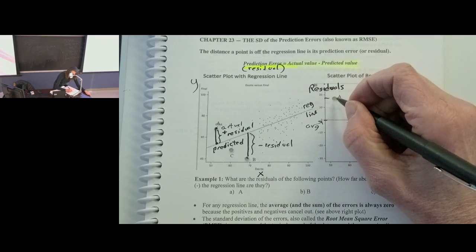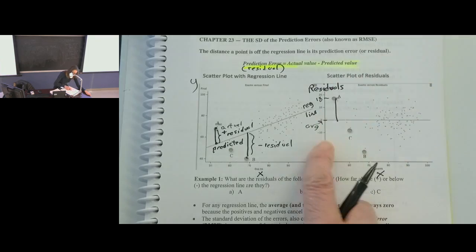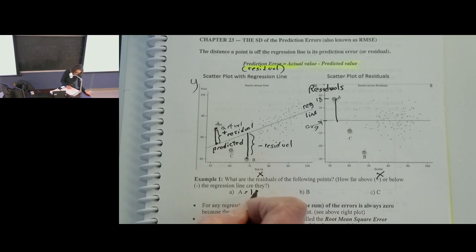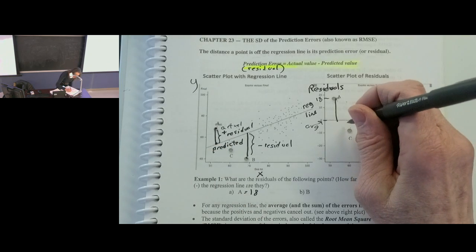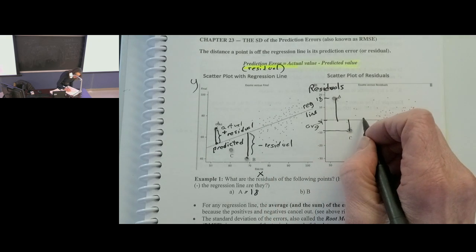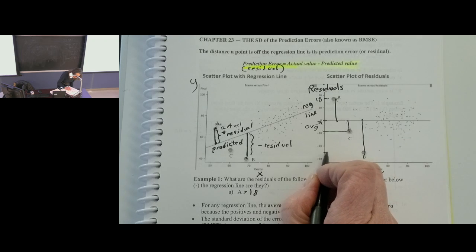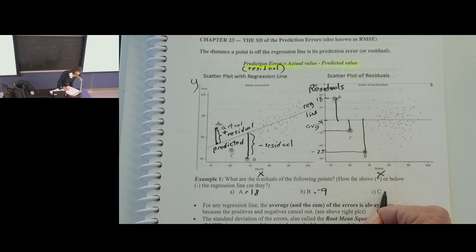You can read this distance right here. Let's say that was 18, so you could read it right off the graph rather than trying to subtract those two. So it's easier to do. And the same with this one, that looks like about -9, and this one looks like about -25. Okay, so that's all that's doing. Any questions on that?